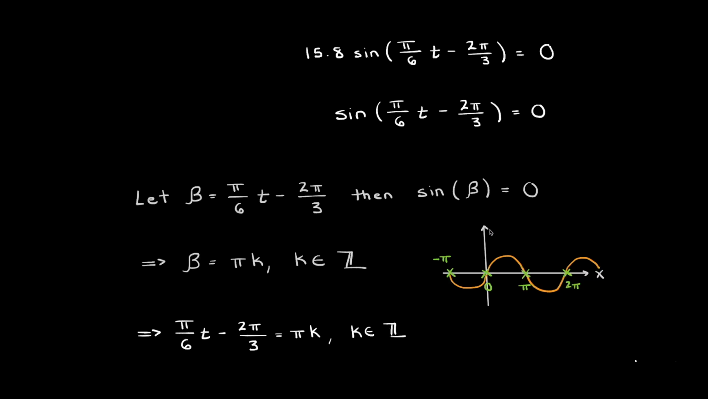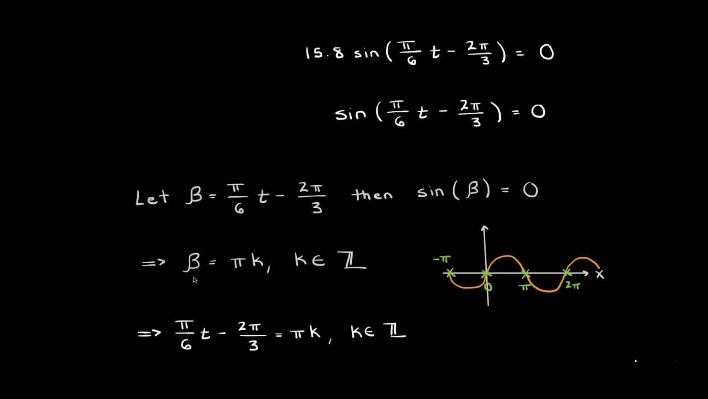And so hopefully you remember what the graph of sine looks like. The graph of sine looks something like this, pictured in orange. And when does sine of beta equal 0? Sine of x equals 0. Well, that happens at every integer multiple of pi, right? At 0, pi, 2 pi, 3 pi, 4 pi, and likewise on this side, minus pi, minus 2 pi, minus 3 pi. So sine equals 0 precisely at every single integer multiple of pi.